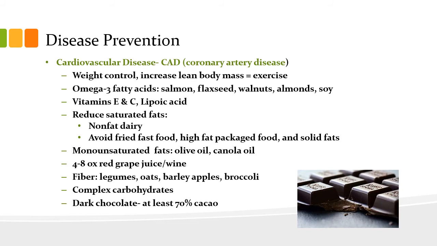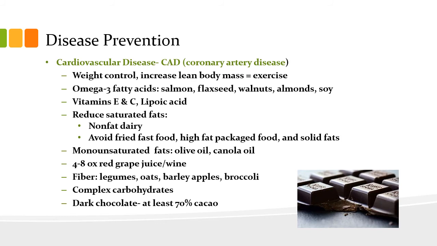I want to look at reducing saturated fats, going to non-fat dairy, avoiding fried fast food, high-fat packaged food, and solid fats, your hydrogenated fats. Monounsaturated fats like olive oil and canola oil are the best used for cooking. 4 to 8 ounces of red grape juice or wine daily. There are numerous evidence-based studies that this has been beneficial to people with heart disease.